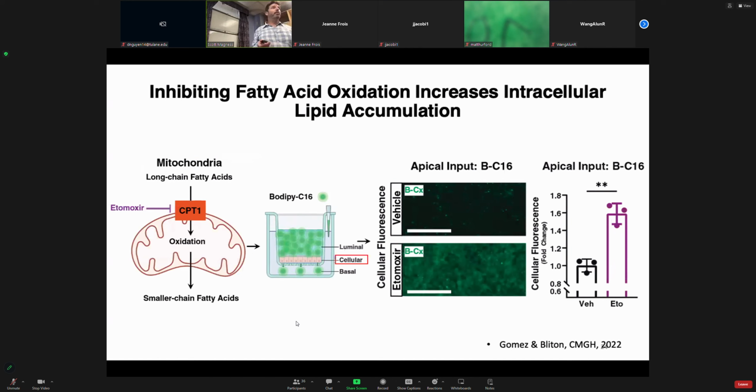And so we said, well, they must be stuck in the cell. And that's what you're looking at here on the right-hand side. The top is the vehicle. You can see that there's very little green, or BODIPY C16 in this case. But in the etomoxir treated, where the fatty acids got in but could not be metabolized, they got stuck. The resolution isn't good here, but these are basically lipid droplets. You can look really closely, and they're making lipid droplets because they're not able to be metabolized and shunted out into either fatty acids or chylomicrons. And this is just a quantification of the BODIPY C16 in these images here.